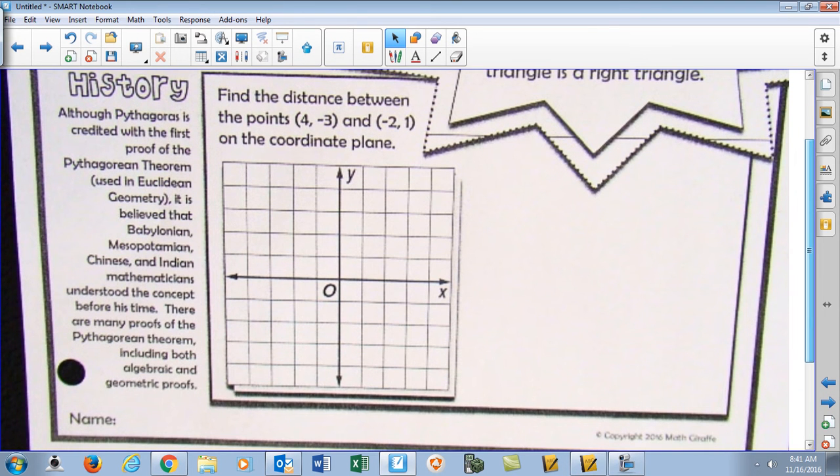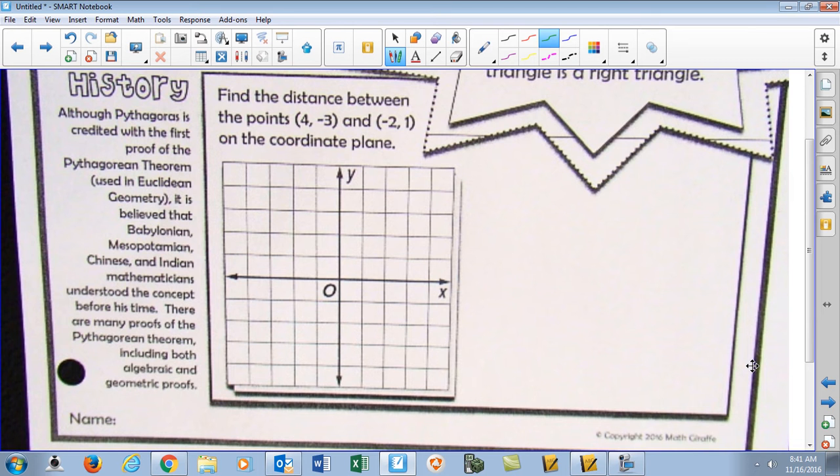It says history. Although Pythagoras is credited with the first proof of the Pythagorean Theorem, used in what they call Euclidean geometry, it is believed that Babylonian, Mesopotamian, Chinese, and Indian mathematicians understood the concept before this time. There are many proofs of the Pythagorean Theorem, including both algebraic and geometric. Our last example says we can use this in a coordinate plane too.